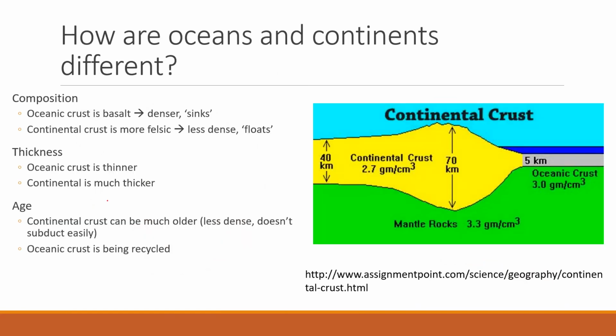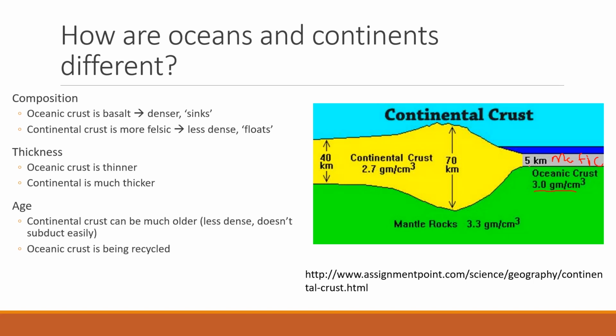So oceans and continents are different. Remember, this is a little bit out of place. The main thing is the composition. The oceanic crust is made up of basalt, that mafic rock. It is higher density. So the oceanic crust is mafic.